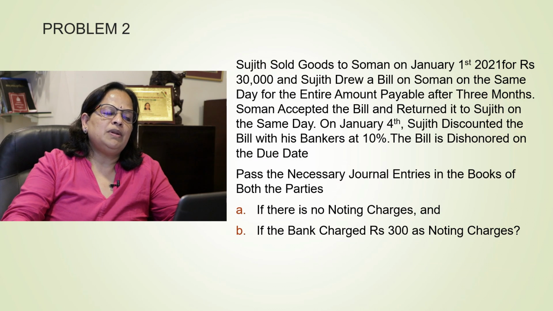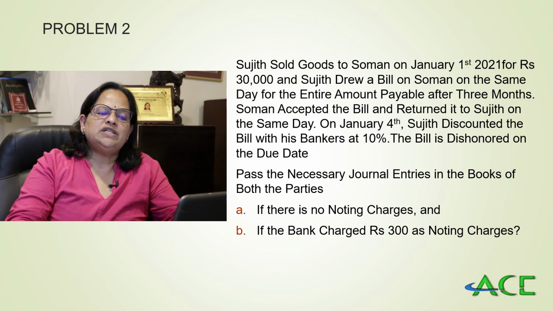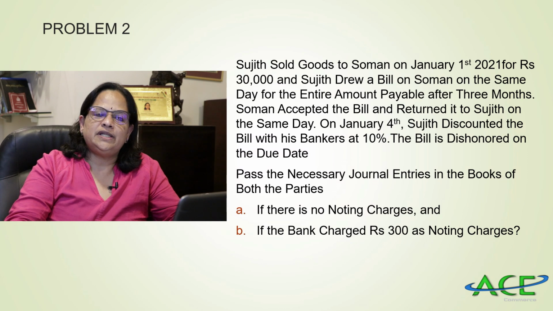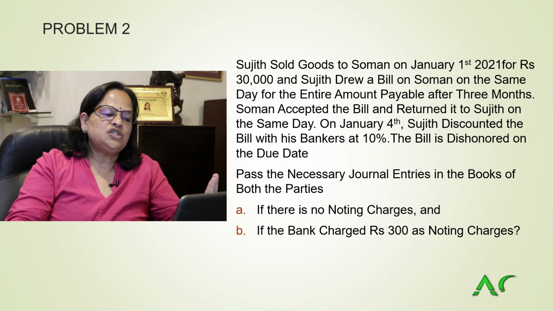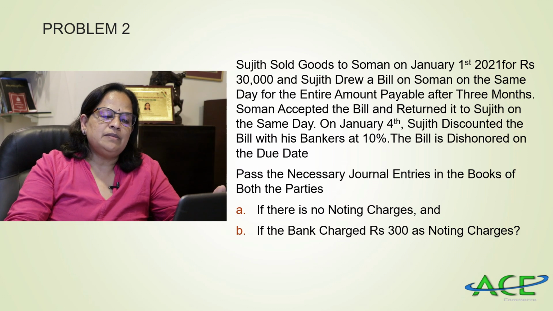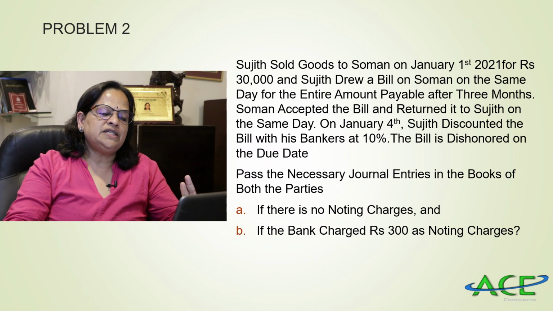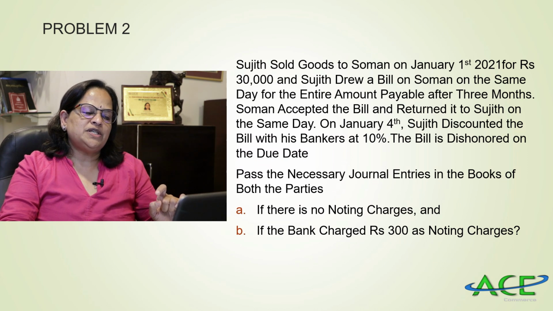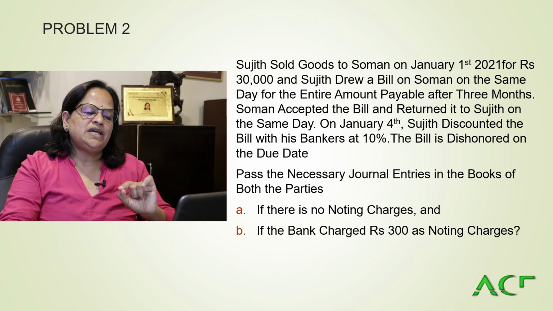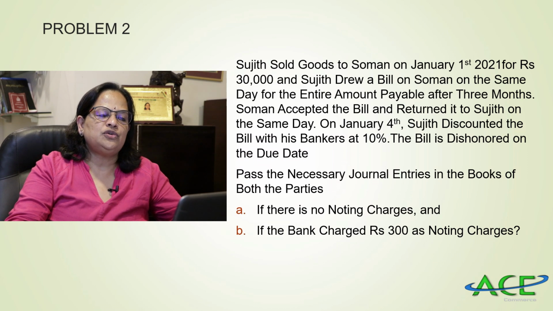Now the second problem. Sujit sold goods to Soman on January 1st, 2021 for rupees 30,000, and Sujit drew a bill on Soman on the same day for the entire amount payable after 3 months. Soman accepted the bill and returned it to Sujit on the same day. On January 4th, Sujit discounted the bill with the bank at 10%. The bill is dishonored on the due date. Pass the necessary journal entries in the books of both the parties. Two options: if there is no noting charges, and if the bank charged rupees 300 as noting charges.